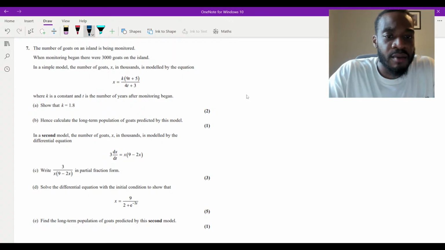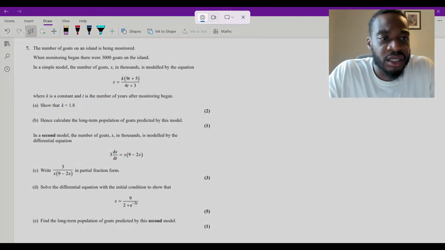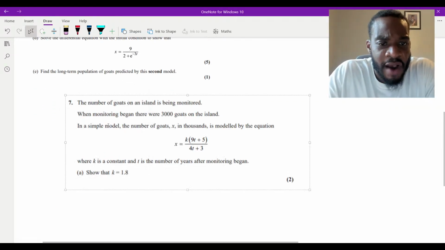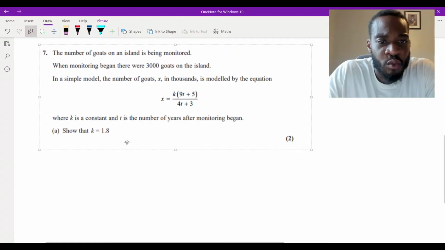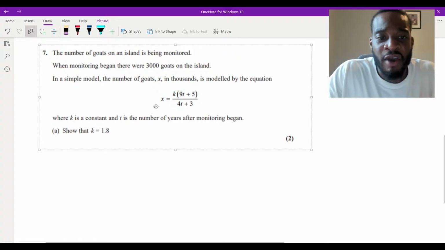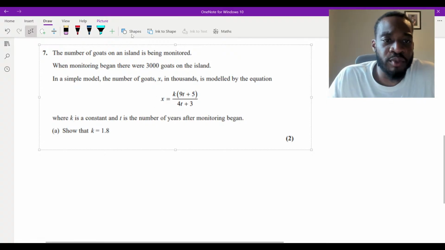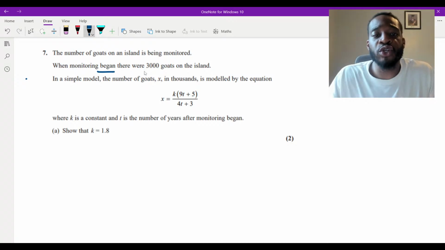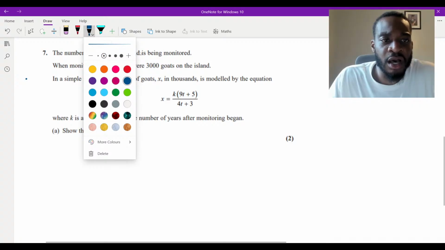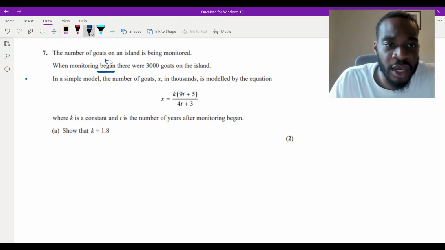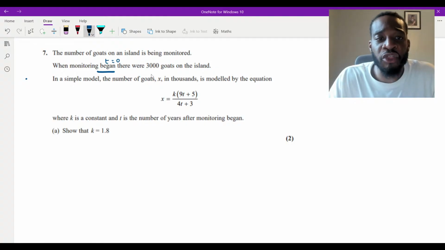So let me grab everything I need and then I'll do this underneath. To find k, we've got three letters: x, k, and t. To find k, it would be great if I had a value for x and a value for t. And I do, because they've told us some information. When monitoring began, there were 3,000 goats on the island. So what does that mean? Began, initial, at the start. That's quite clearly t equals 0. Now, at the start there were 3,000 goats, so x is equal to 3,000.